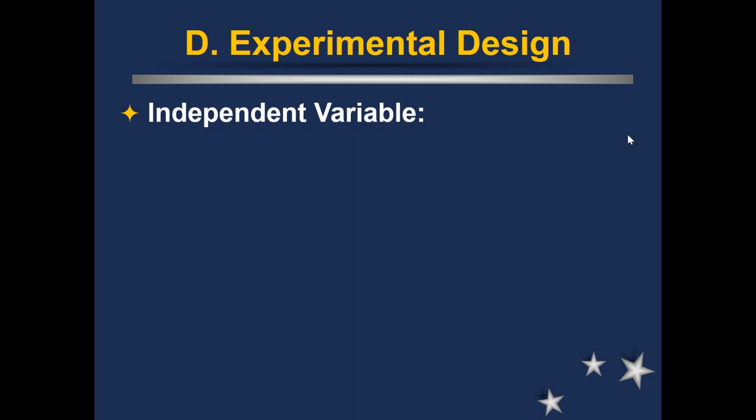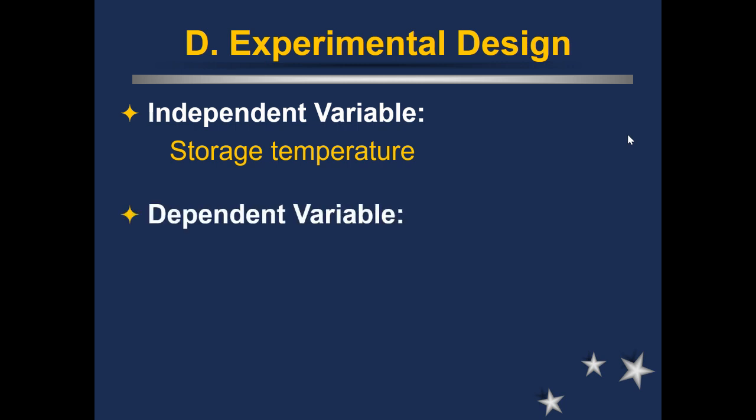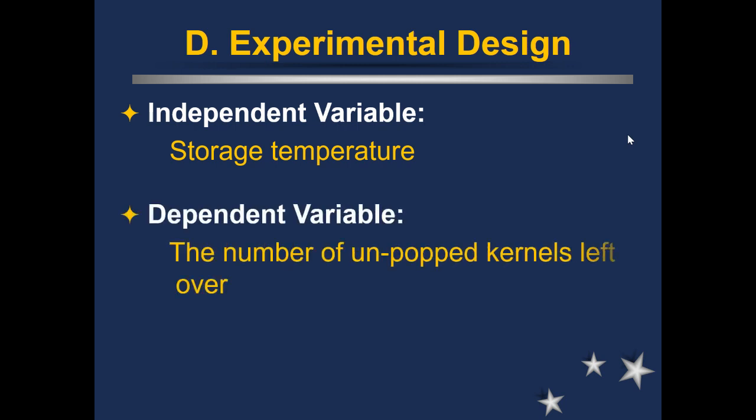All right. Our independent variable in the popcorn trial is storage temperature. Our dependent variable is measurable. It's the number of unpopped kernels left over. I can literally count them. So I really like this type of experiment as an example because it has quantifiable information. We're going to spend some time in this unit talking about quantifiable, meaning number related. It's measurable. All of our great experiments have measurable results.